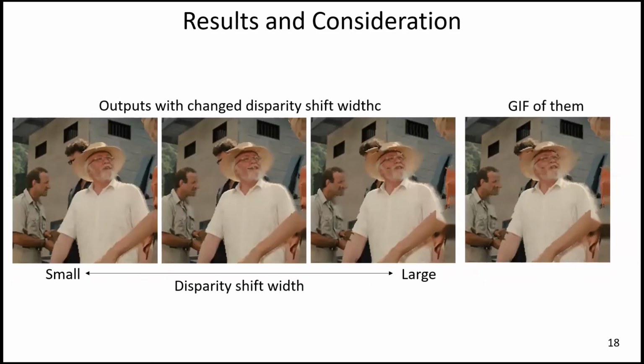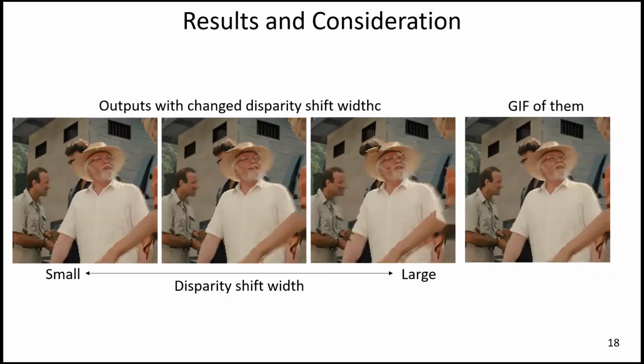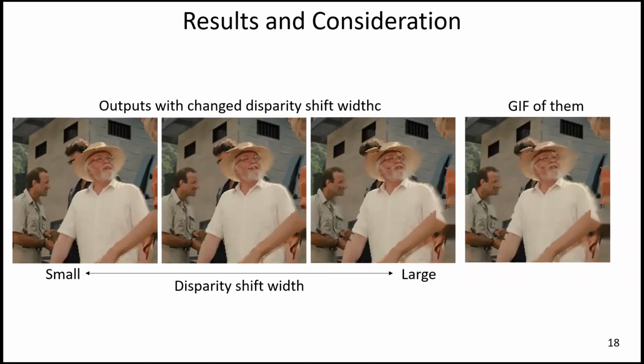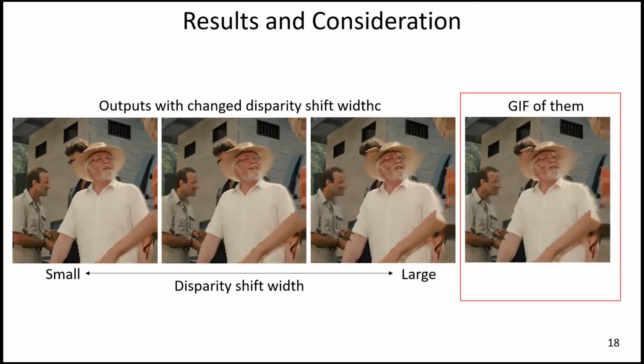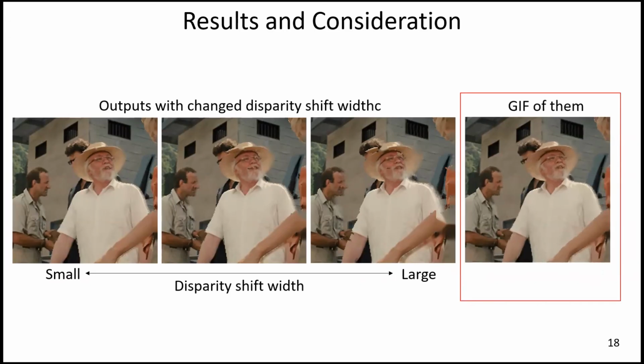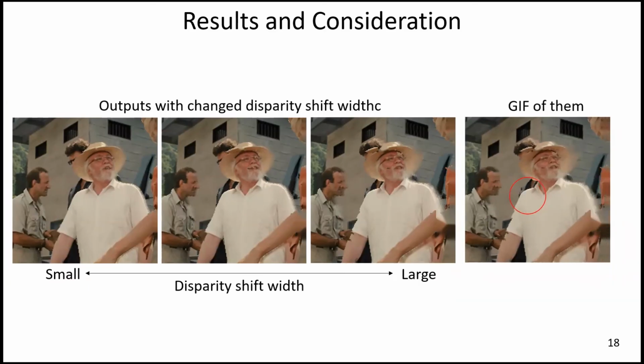Next, this figure shows the output results for different disparity widths using our proposed method. The output images show a larger disparity shift width as it goes to the right. And this is a GIF image of the result of these outputs. The shoulder area shows that different disparity shift widths can be reproduced.